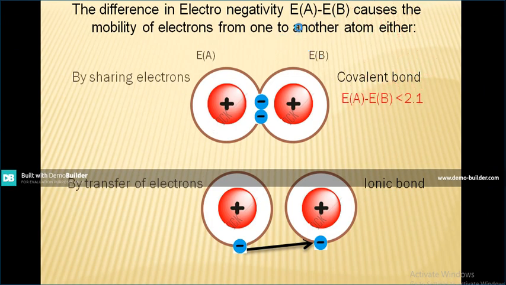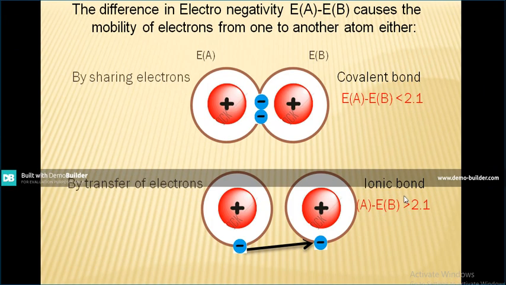You see here, when the difference of electronegativity is small, less than 2.1, we have sharing of electrons, and the bond is called the covalent bond, as you see here. Then, when the difference in electronegativity is higher than 2.1, the electrons are transferred from one atom to another, and the bond is called an ionic bond.